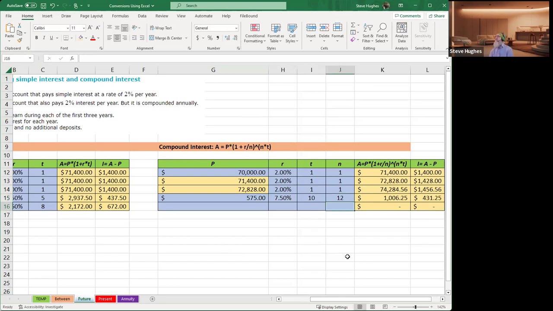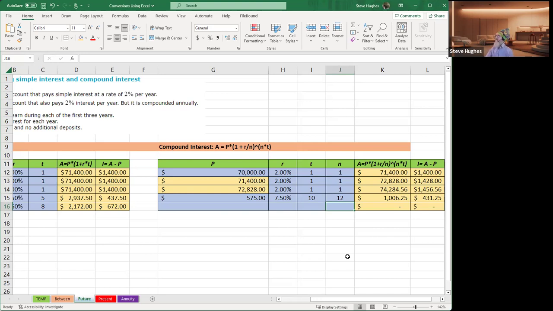What would I have? If I have $575 and let it sit in my account for 10 years, I'm going to have $1,006.25. I made 431 bucks. You say that's not much, and I say you didn't put in much, so you don't get out much. That's the way it works.